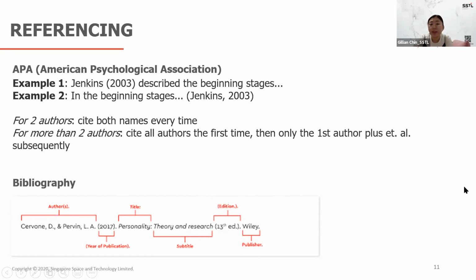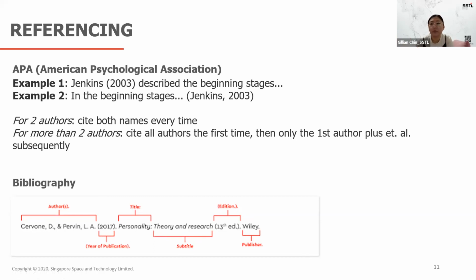In your bibliography, how you should state your papers should be: the author names, so the author followed by their first name, just the first letter, dot, and whatever, then the year in brackets, the title, subtitle if needed, the edition, and the publisher. So this is just for a book. There are different ways to reference different types, like websites, articles, newspaper articles.